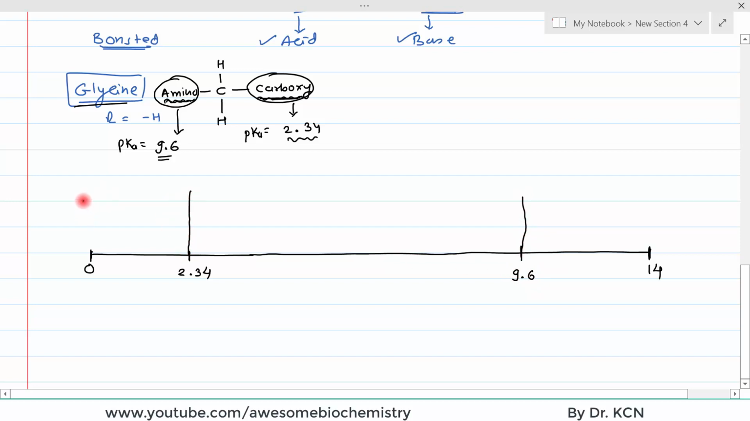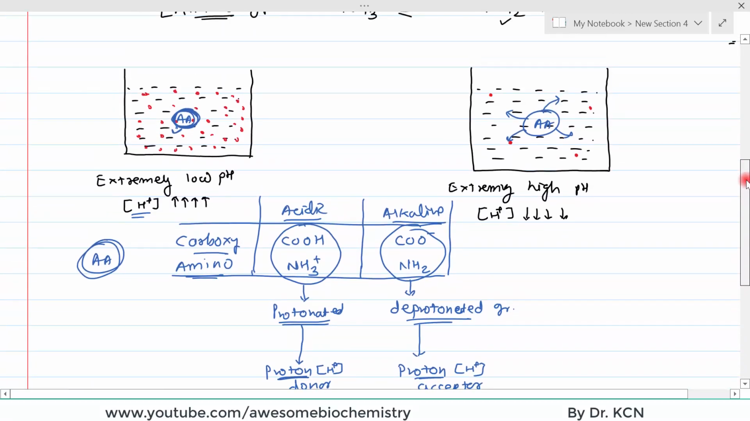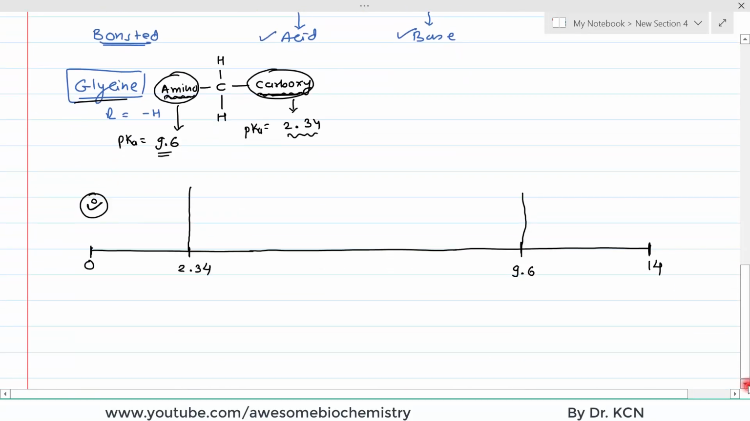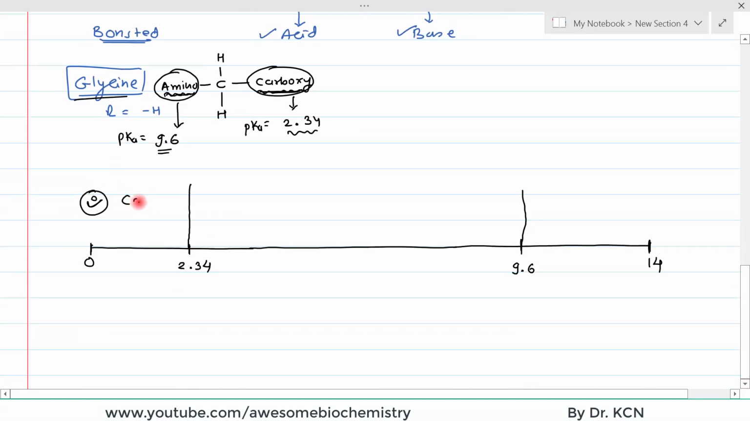Now let's suppose that at this pH, we put in an amino acid solution. What will happen to its amino group and carboxy group? Here it is extremely low pH, right? So as we had seen, both groups will be in the protonated form. The carboxy group will be in the form of COOH, and the amino group will be in the form of NH3 plus. Why? Because both of these are protonated. And if you go on increasing the pH of the solution, in a sense you are titrating this solution. So as soon as this 2.34 mark is crossed, what will happen?